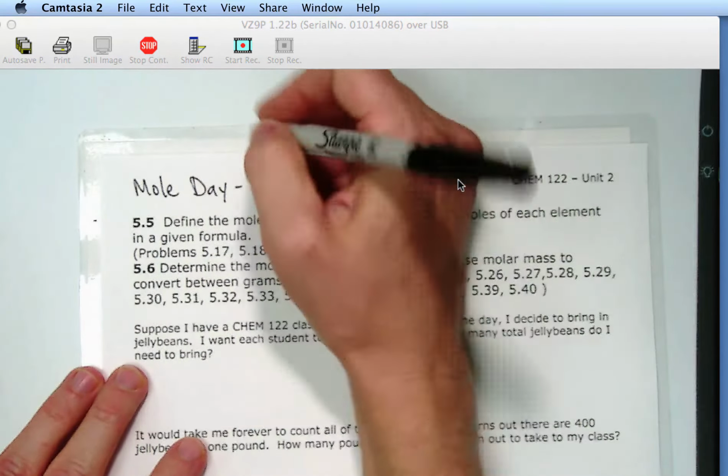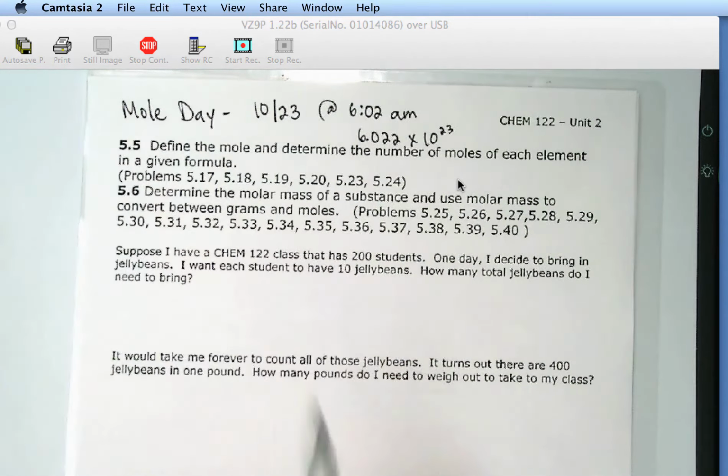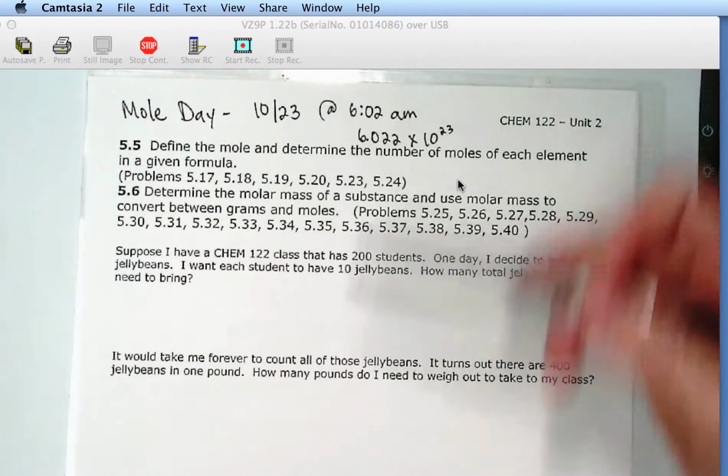A mole is used in chemistry. It's kind of like the dozen of chemistry. In cooking and baking, you hear the dozen. That's 12. Baker's dozen, 13. We'll go through some exercises to give you an idea of what the mole is, but it's very useful.